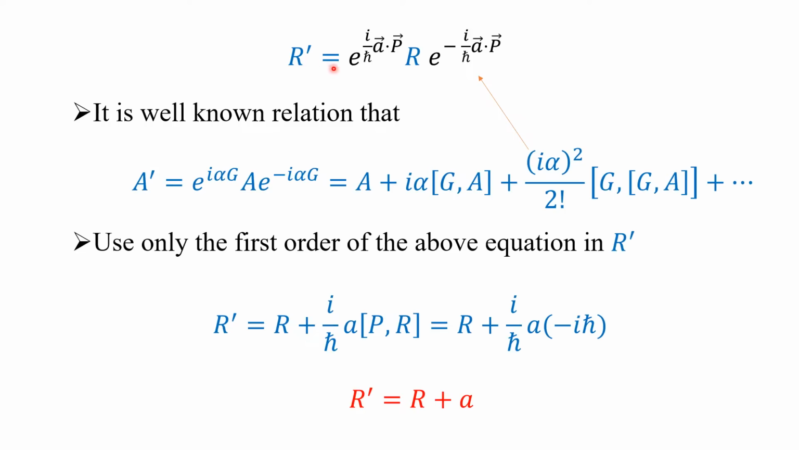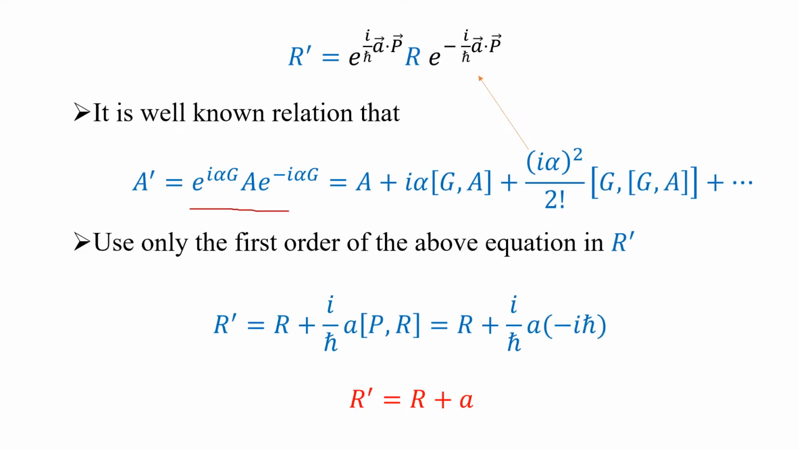So r prime is equal to e power i over h cross a dot p into r e power minus i over h cross a dot p. It is a well-known relation that A prime is equal to e power i alpha G into A into e power minus i alpha G. This relation can be expanded as follows.